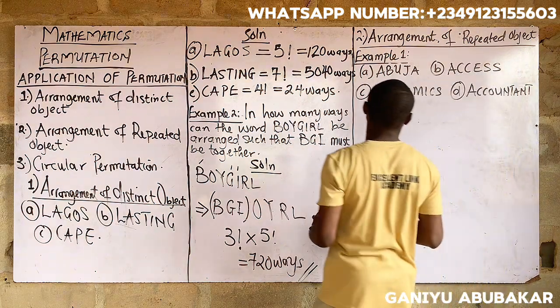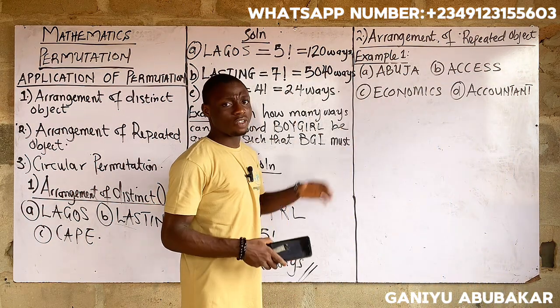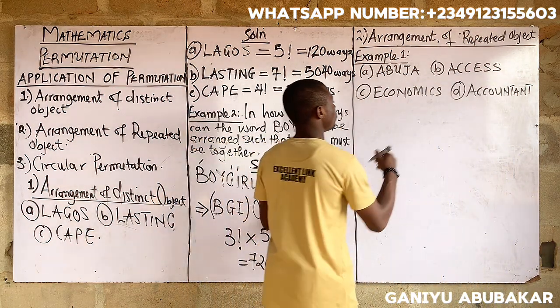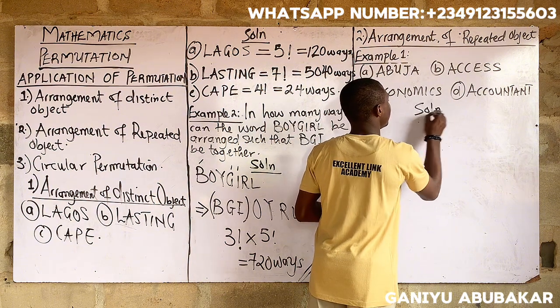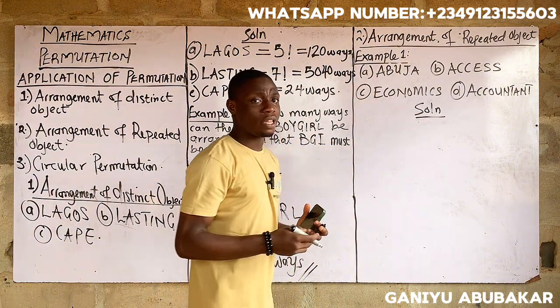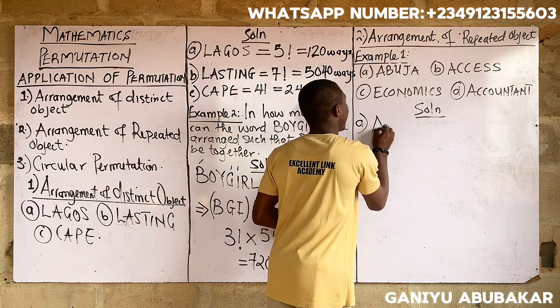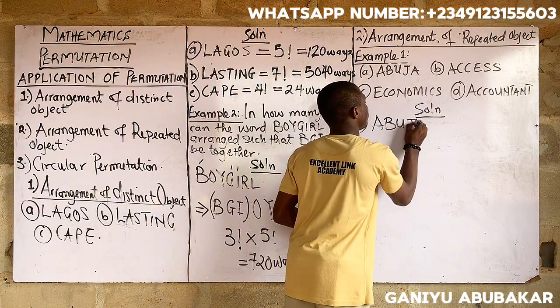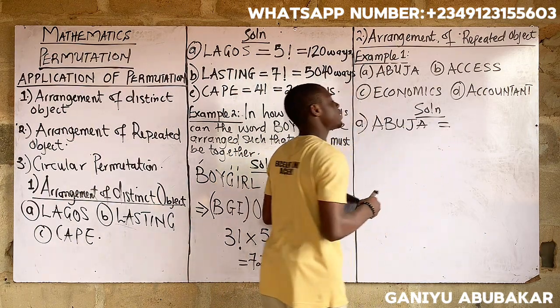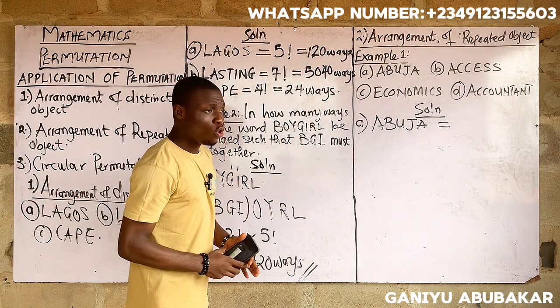So how do you solve something repeated in this pattern? How do you solve it? Look up, please. Solution. To solve this is quite a simple task. Start with number 1 there. I have Abuja. Please, the same technique applies too. What do you do first?